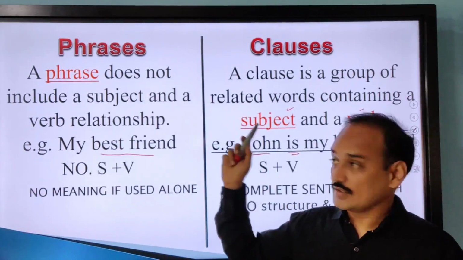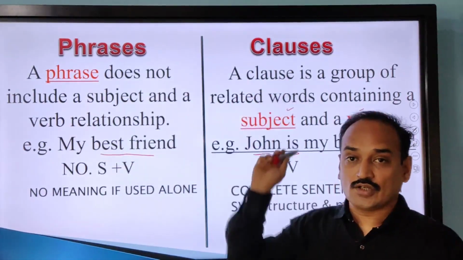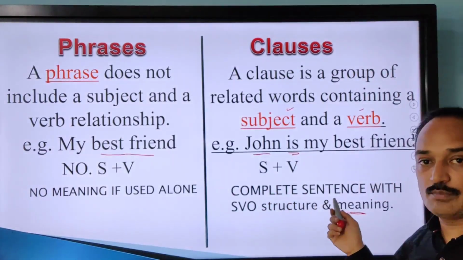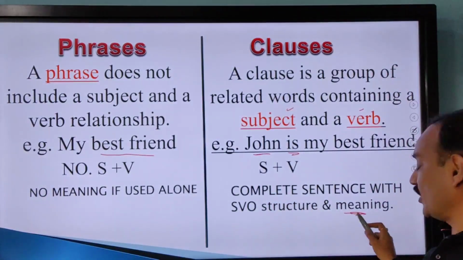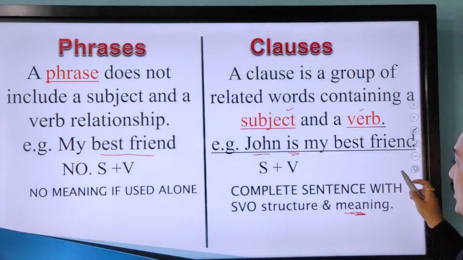Phrase: a group of words without subject and verb. Clause: a group of words with subject and verb, but it must have a meaning, though it is used as individual or separate.